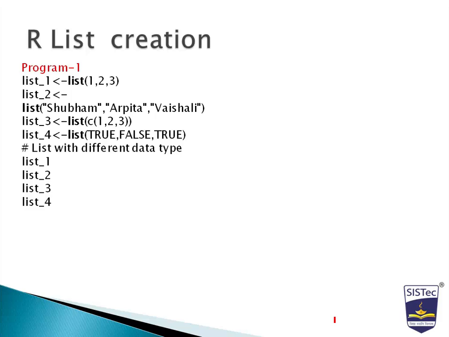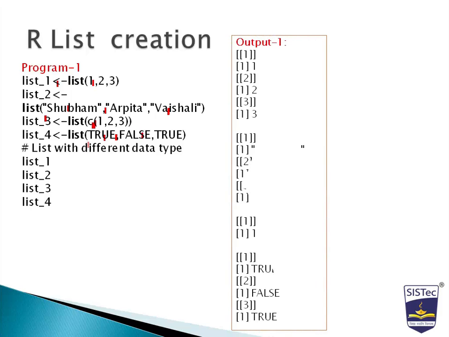So there is a simple program to create a list. We create list 1 that contains three values 1 2 and 3, that is numeric. In list 2 we store Shubham, Arpita and Vaishali, three character names. Then in list 3 we include a list of 1 2 3. Remember, this is numeric and this is using the c vector function. In list 4 we use a boolean value, and finally we display the list with different types. So this is our list.